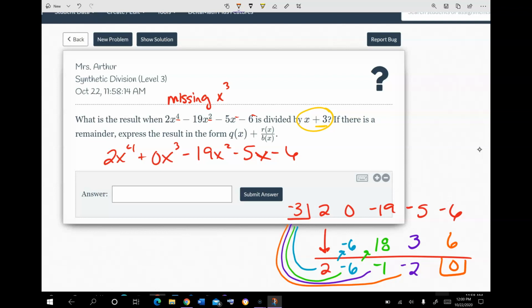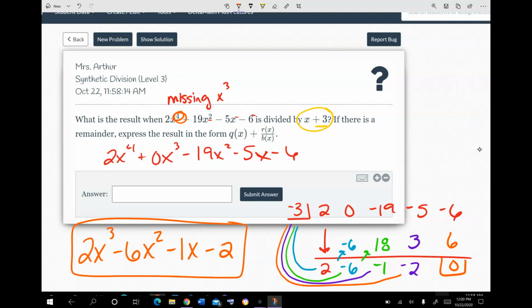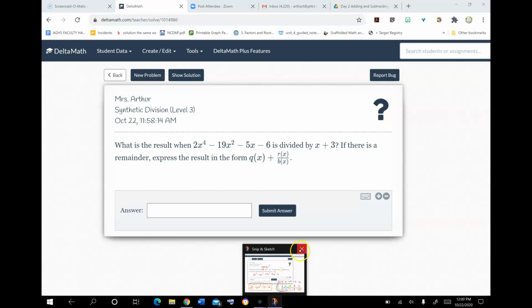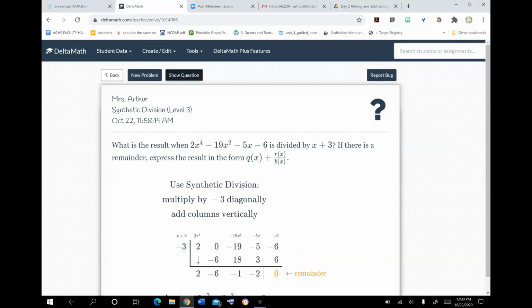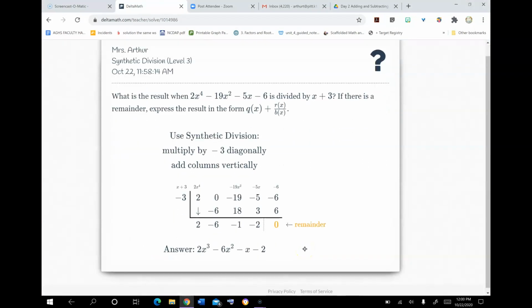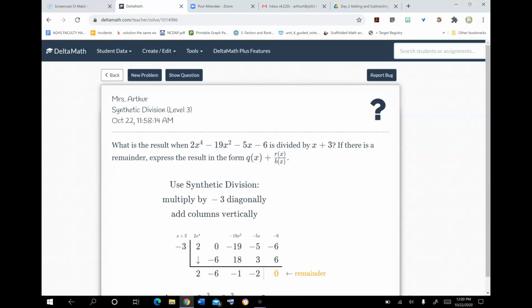Okay? Now, you started with an x to the 4th, so you're going to end with a cube. So my answer will be 2x cubed minus 6x squared minus 1x minus 2. And there's no remainder, so that would be my answer. Okay? All right, let's do another one. All right, and you can see that it's the solution. I'll show you the solution. And that's what we got, okay? So let's do another problem.